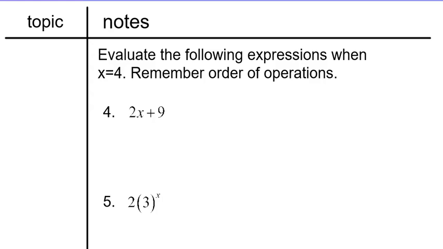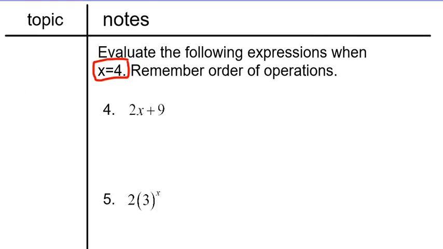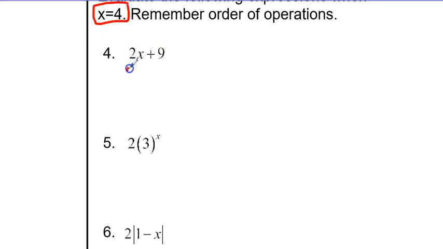Next set of examples. Number 4. Evaluate the following expression when x equals 4. Remember your order of operations. Okay? Substitute in 4 for x. We put 2 times 4 plus 9. We do the times first. 2 times 4 is 8. 8 plus 9 is 17. So our final answer, 17.